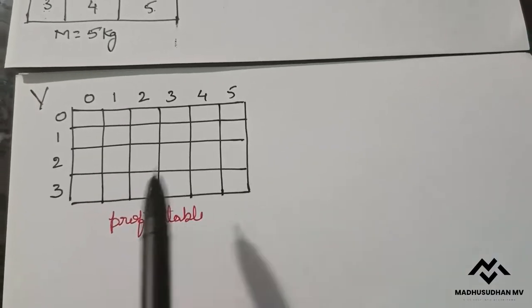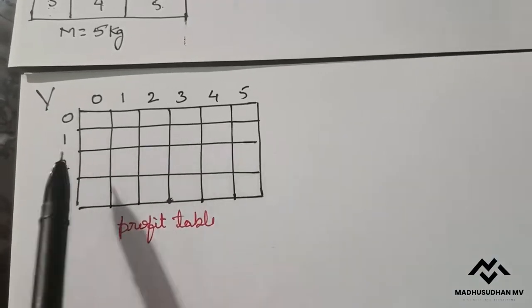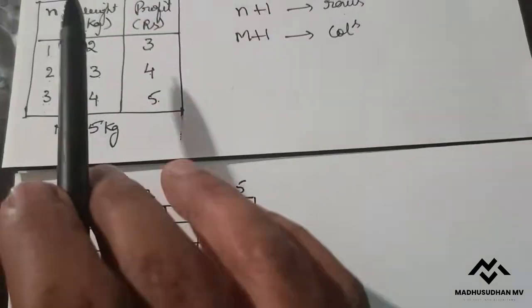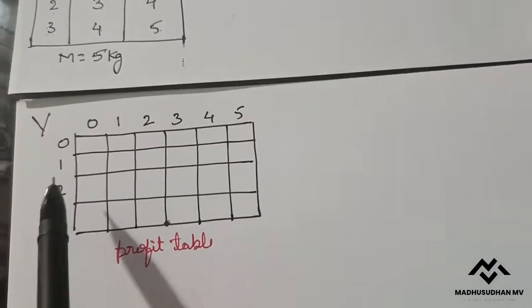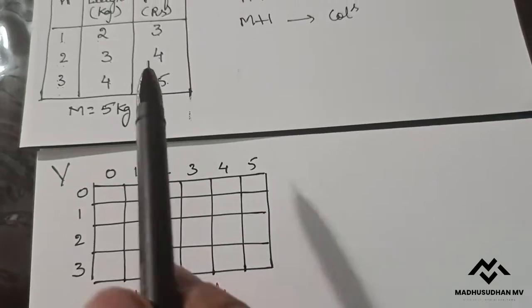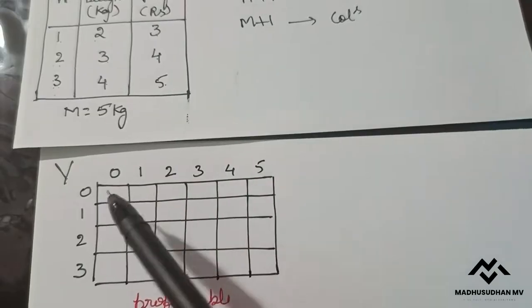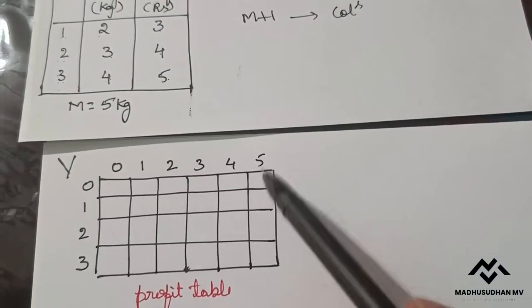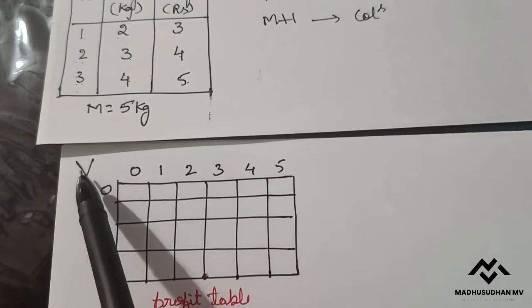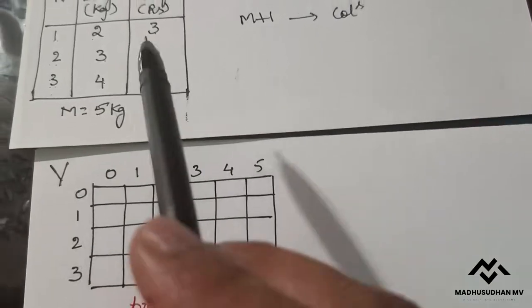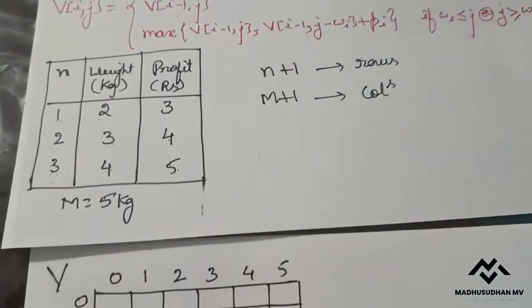See, this is my profit table. It should contain how many rows? N plus 1. Here the number of items is 3, so 3 plus 1, 4 rows: row 0, row 1, row 2, row 3. Then we are given a maximum capacity of 5 kg, so 5 plus 1 columns, 0 to 5, totally 6 columns. And this is my profit table, capital V, V of i comma j.